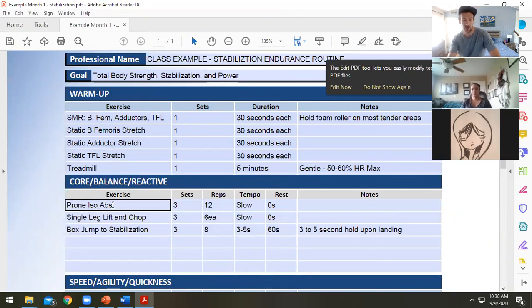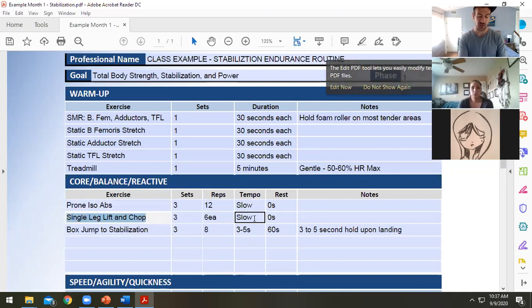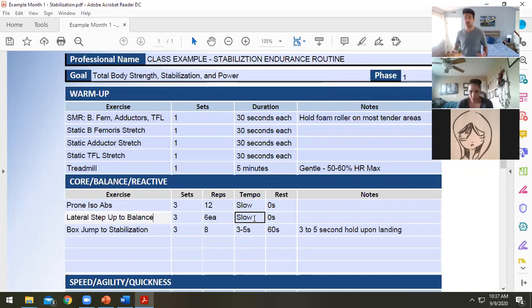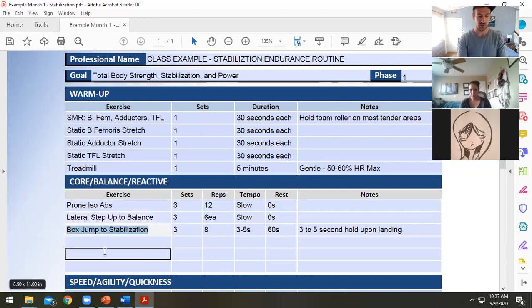Instead of prone iso ab, I mean, yeah, that actually still would work, so we can leave that one alone. Single leg lift and chop, I'd probably change to a lateral step up to balance, right? So that way they have to use their abductors to step up, and so I'm using their abductors instead of their adductors. And then a box jump to stabilization, I'll probably do the same thing. I'll probably do a lateral box jump to stabilization.